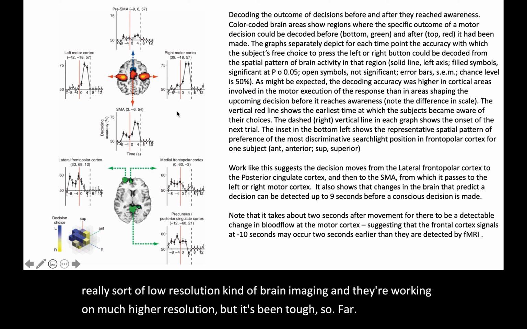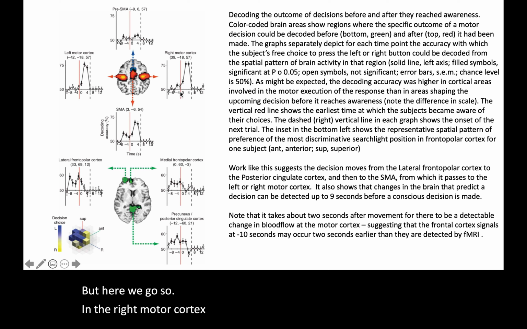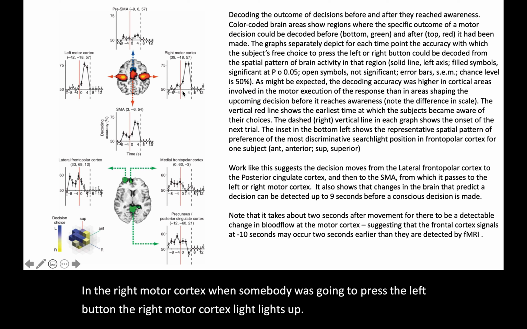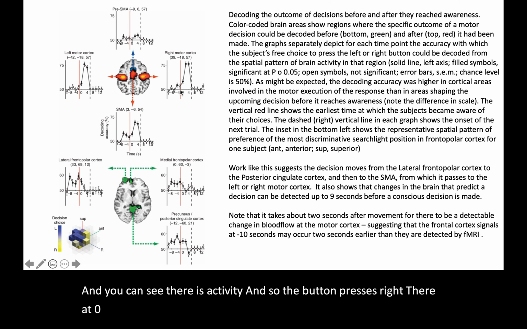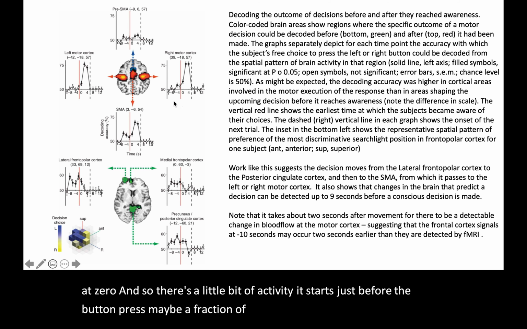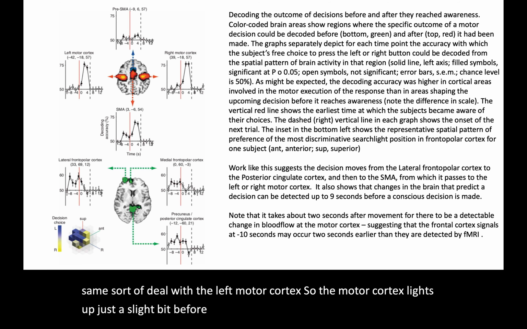But here we go. So in the right motor cortex, when somebody was going to press the left button, the right motor cortex lights up, and you can see there is activity, and the button press is right there at 0. It starts just before the button press, maybe a fraction of a second, perhaps 1 second before. Same sort of deal with the left motor cortex. So the motor cortex lights up just a slight bit before you move your arm.